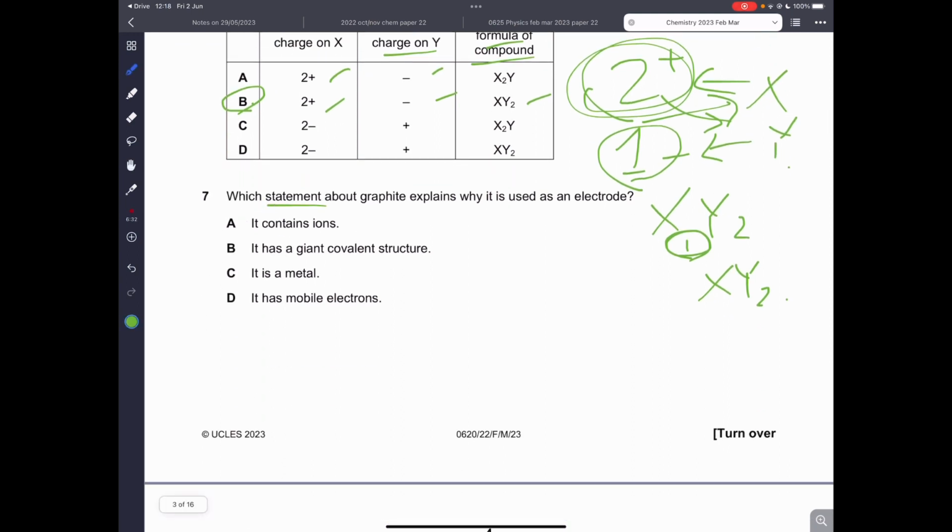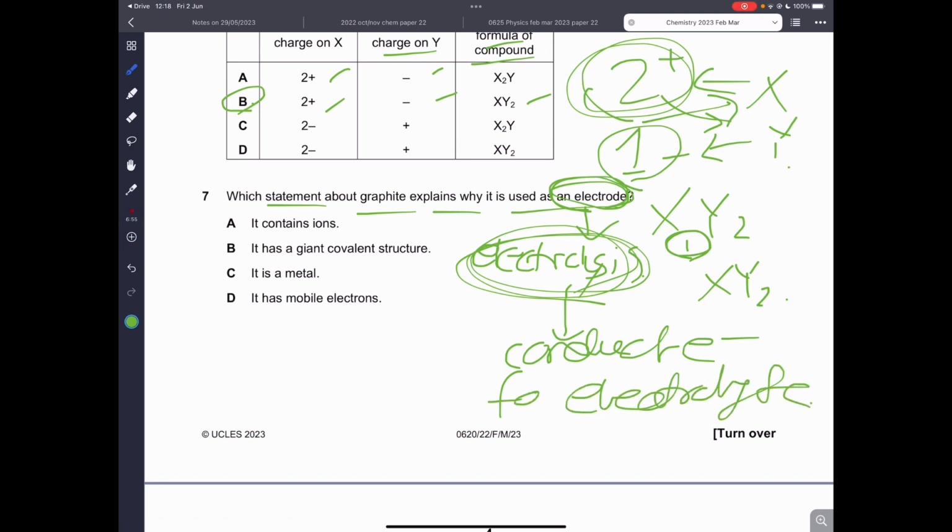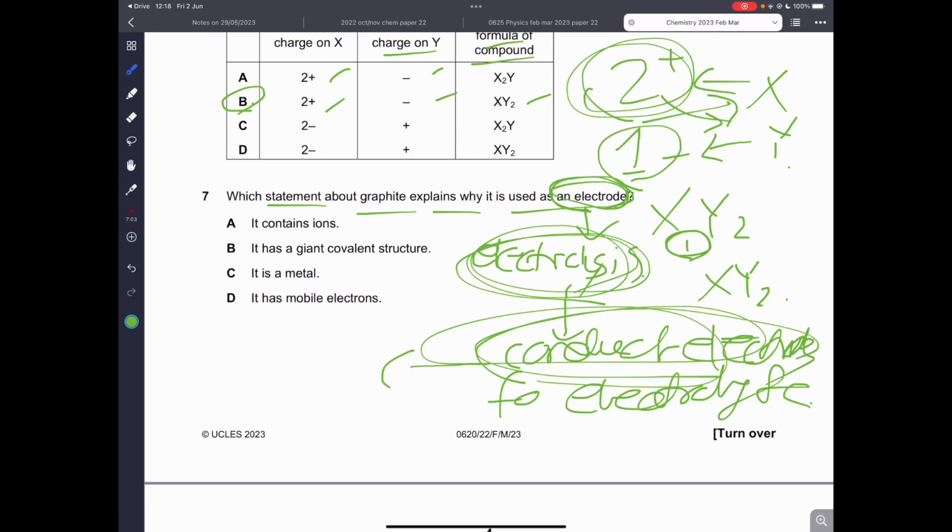Now let's move on. Which statement about graphite explains why it is used as an electrode? Now, an electrode is used in electrolysis, and so why is it used in electrolysis? Well, this gives us a very big clue because it has to conduct electricity to the electrolyte, and therefore it needs to be able to conduct electricity, and that is a very important point. If it can conduct electricity, that means it has to have mobile electrons, and therefore D is the correct answer.